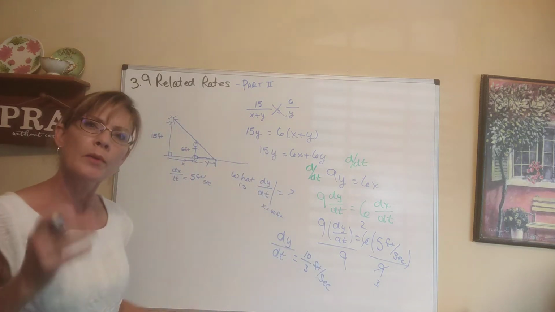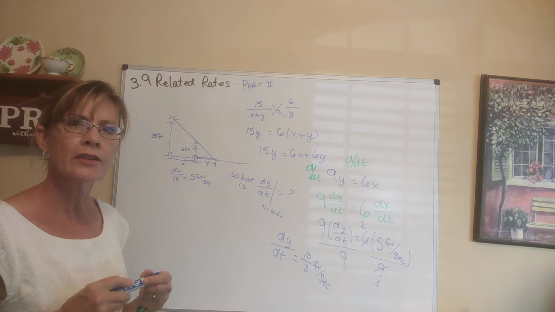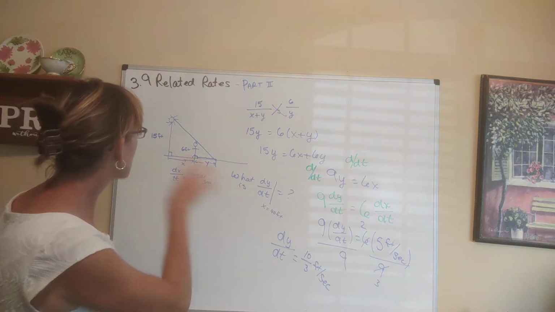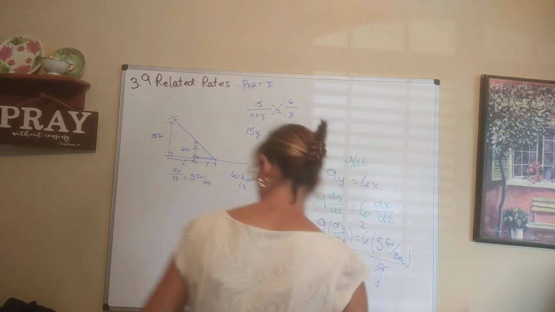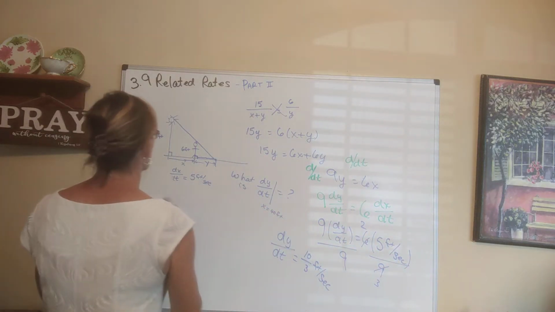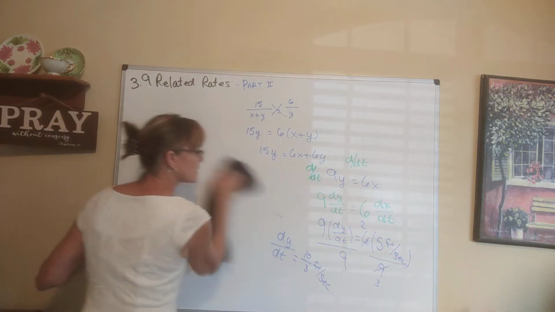So that's an example where we had to relate two similar triangles together. Okay, that is number 6. Let's do 7. Number 7 looks like this.